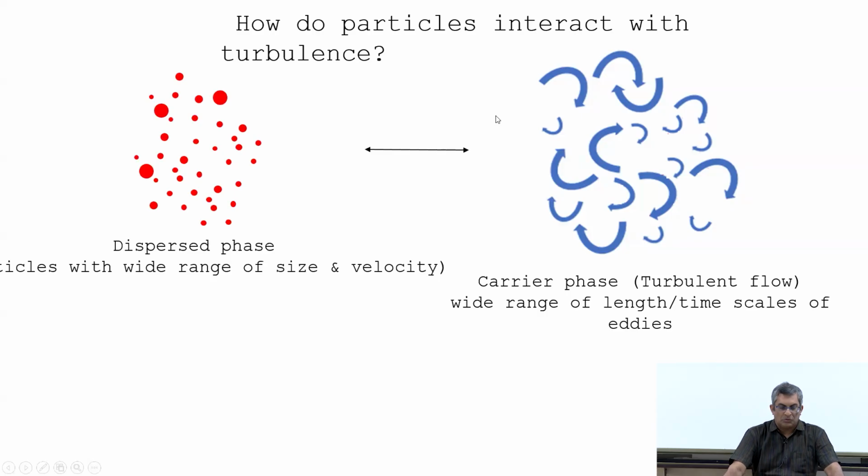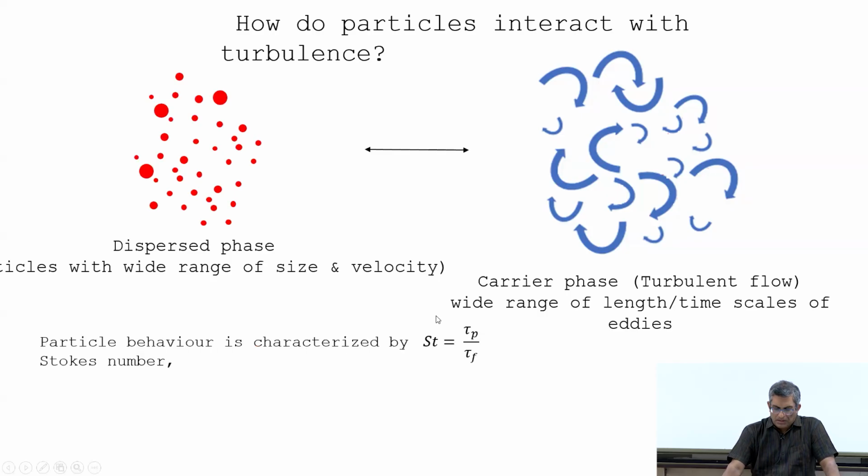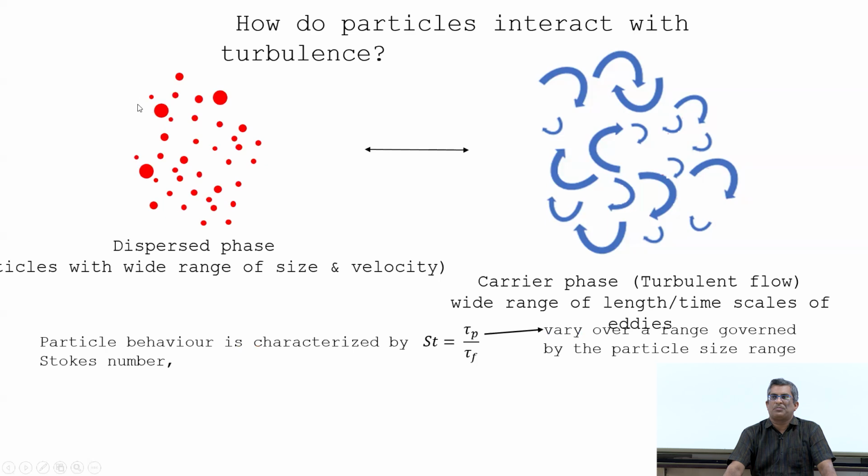For that, if the interest is to study how a particle would behave, what is the parameter that you want to calculate? What is the non-dimensional parameter which is of importance? That is the Stokes number. So what is the Stokes number? The ratio of the particle response time to the time scale of the flow. So now if you consider polydispersed particles which have a wide range of sizes, then the particle relaxation time is different for different particles.